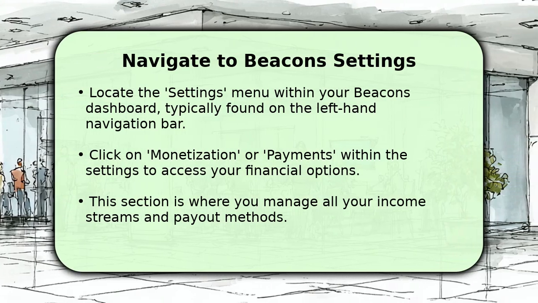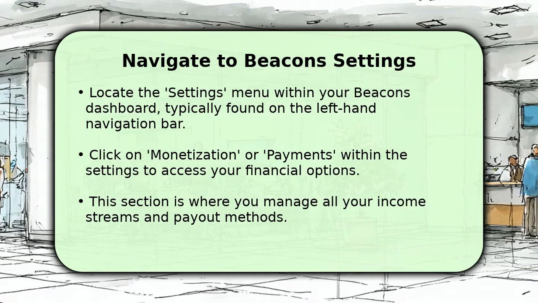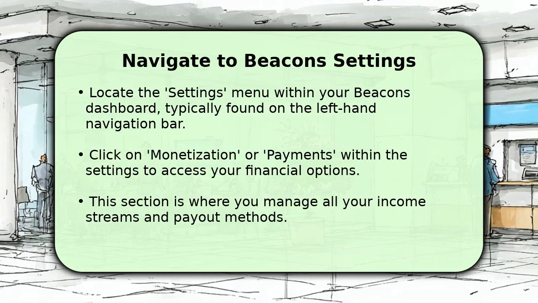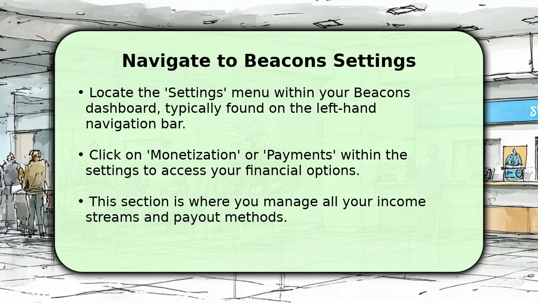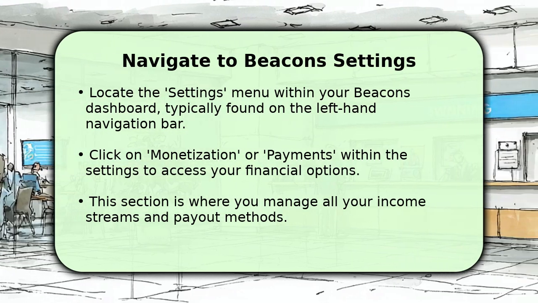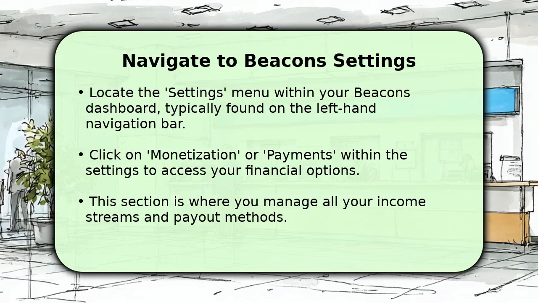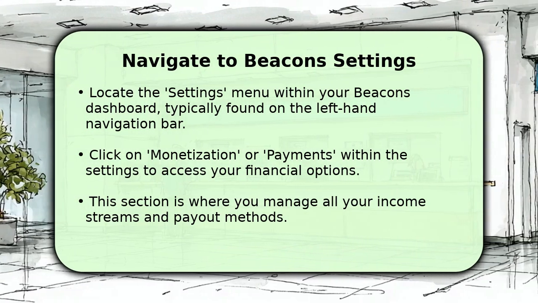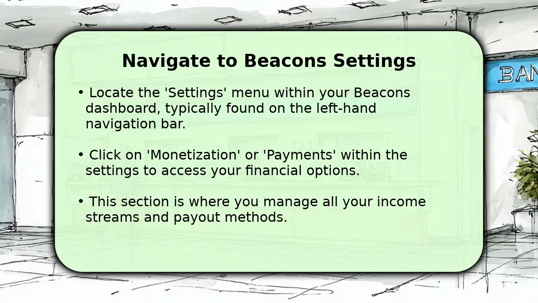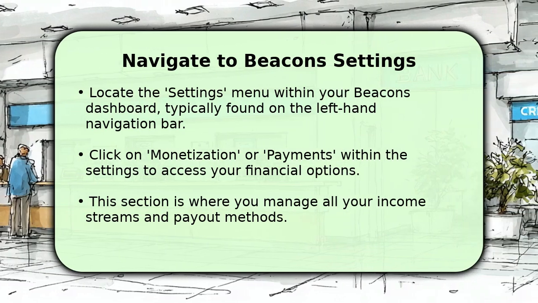Once you are logged into your Beacons dashboard, look for the navigation menu usually positioned on the left side of your screen. Locate and click on Settings. Within the settings, you will then find an option labeled Monetization or Payments. Clicking this will bring you to the page where you manage all your income sources and various payout methods. This is your central hub for financial configurations on Beacons.